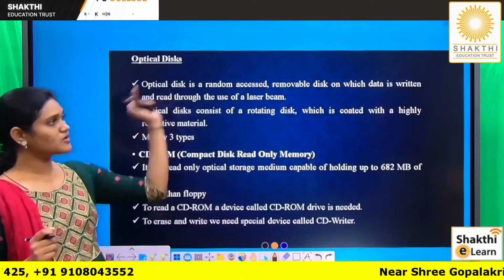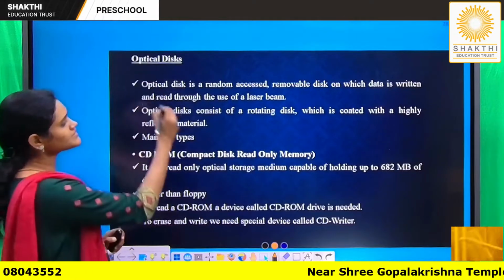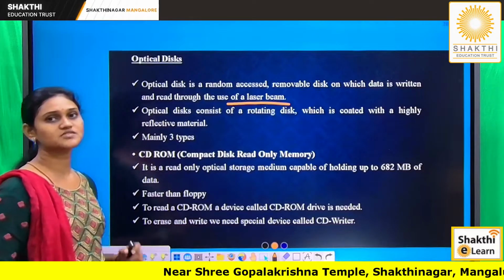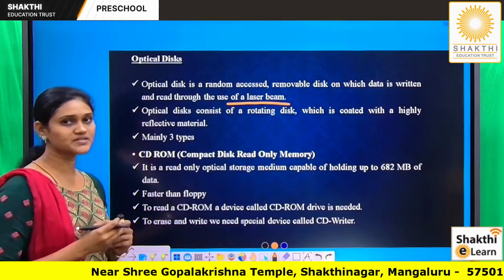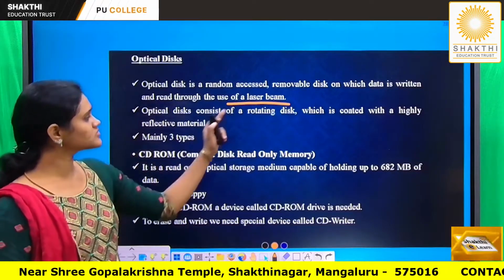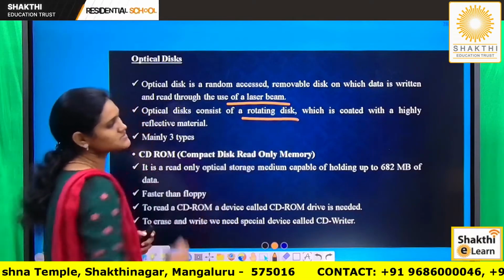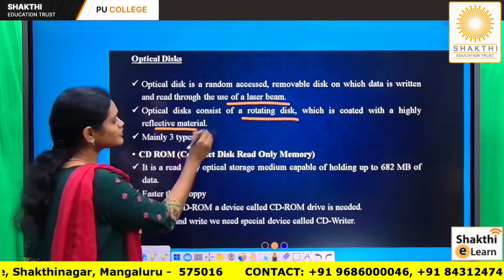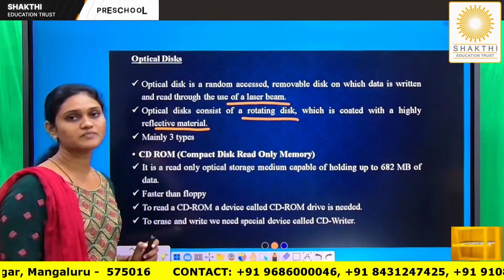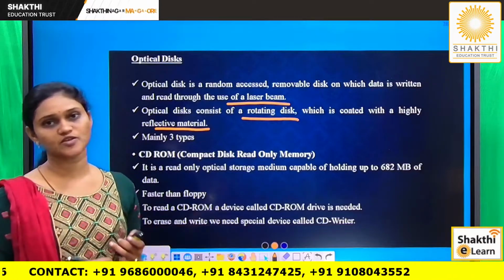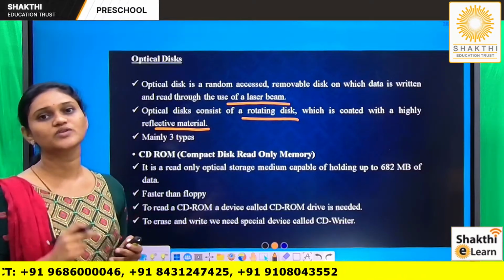Now coming to optical disc. Optical disc uses the help of a laser beam. That is why we call them optical devices or optical discs. It uses a laser beam, and it consists of a rotating disc which is coated with a highly reflective material or medium. It is again divided into 3 types, that is CD-ROM, DVD-ROM and Blu-ray disc.